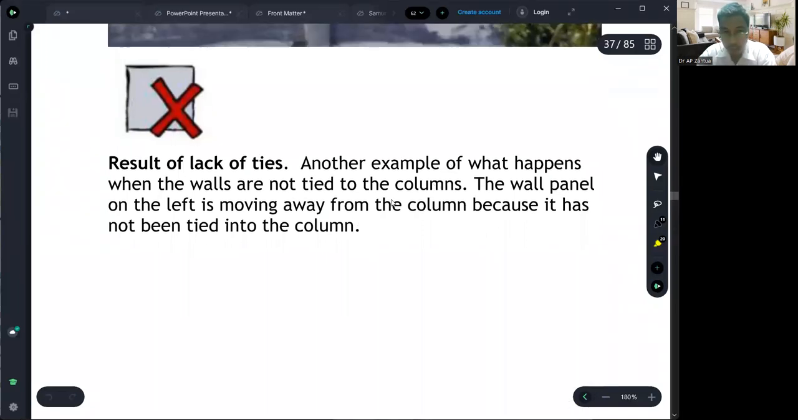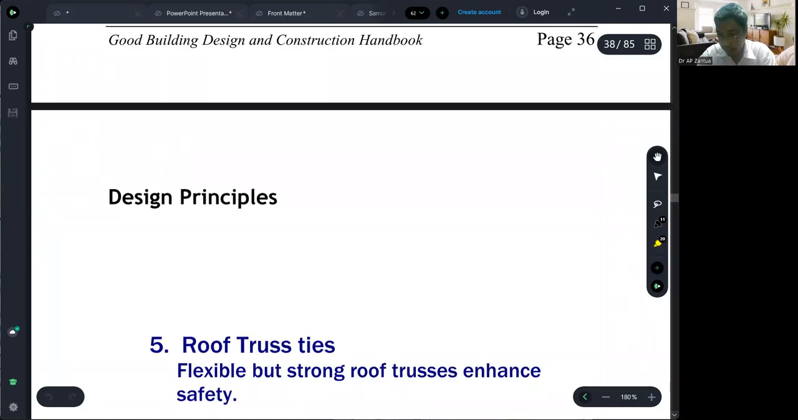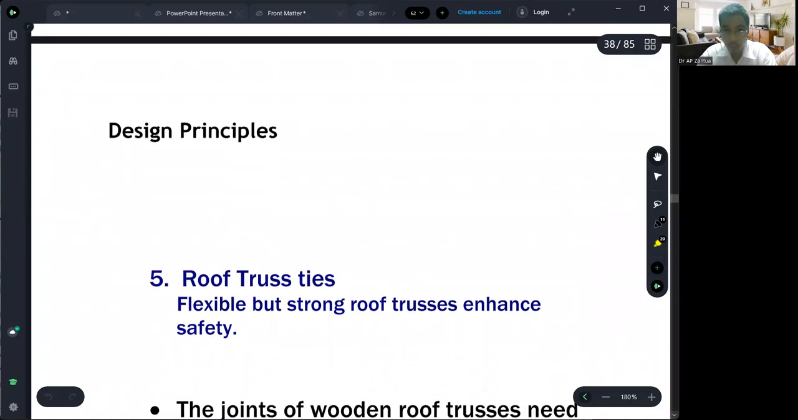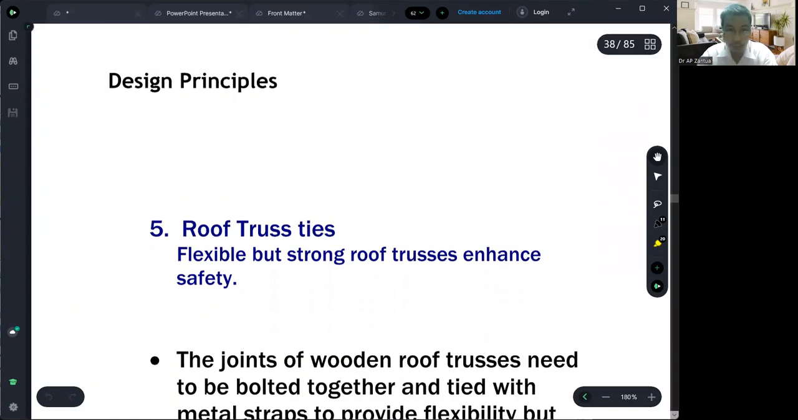Another example of what will happen when the walls are not tied to the column. The wall panel on the left is moving away from the column because it has not been tied into the column. So that's all for design principle number 4.